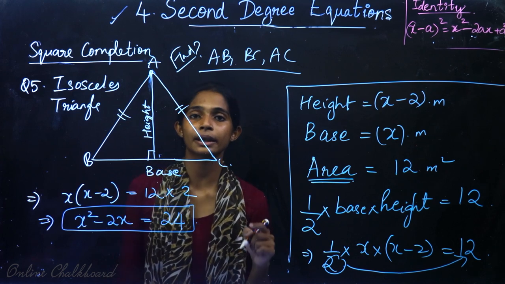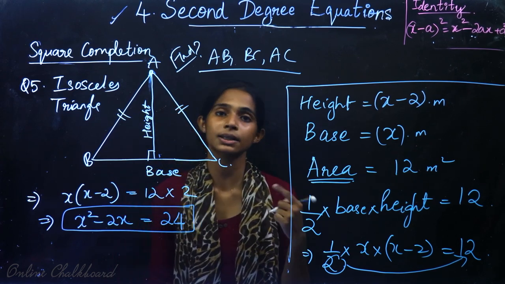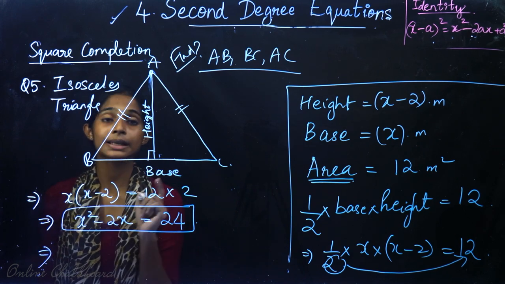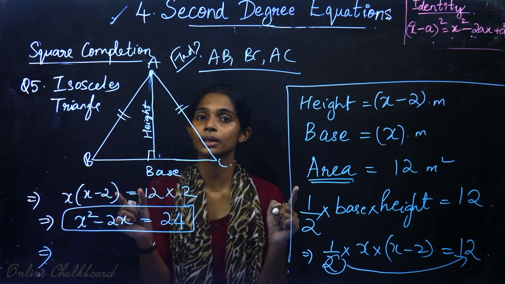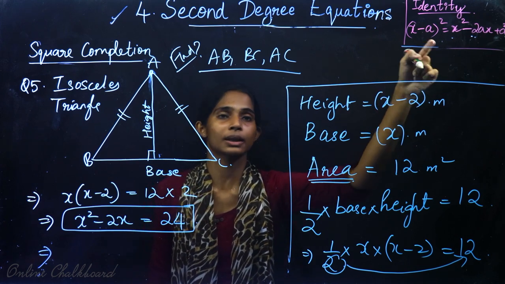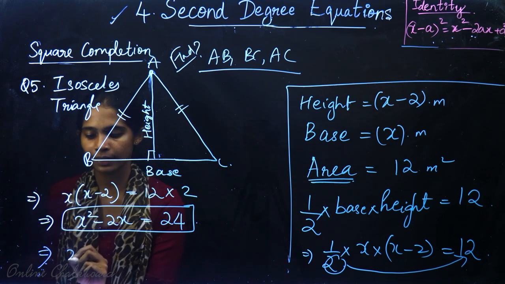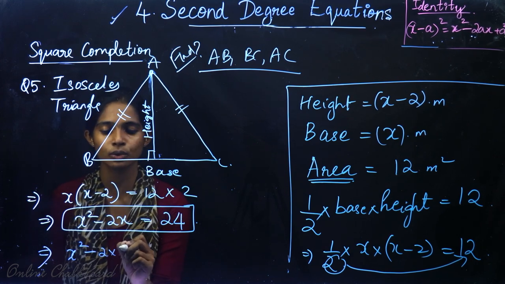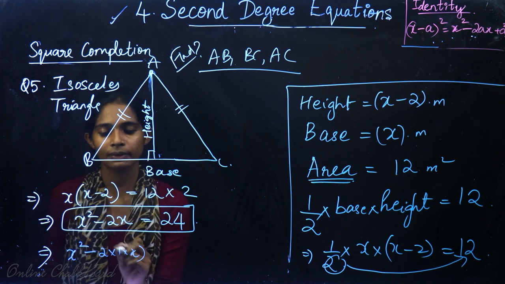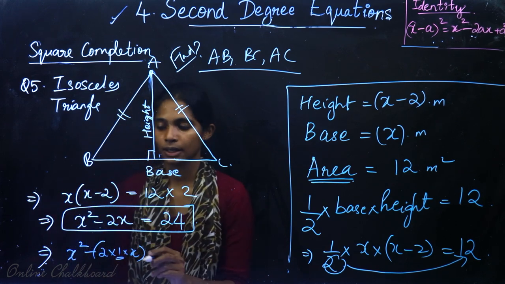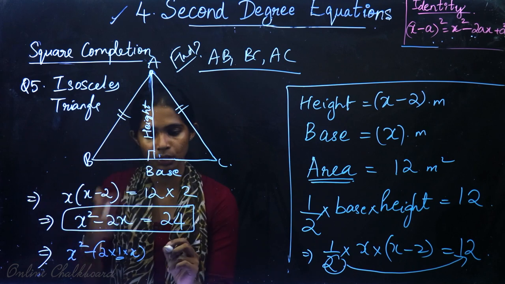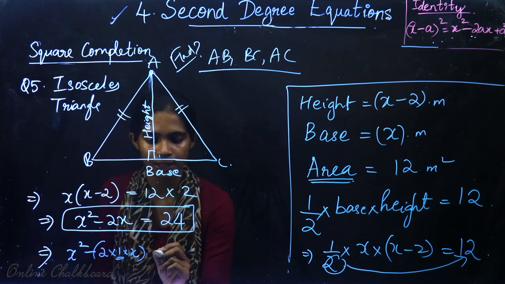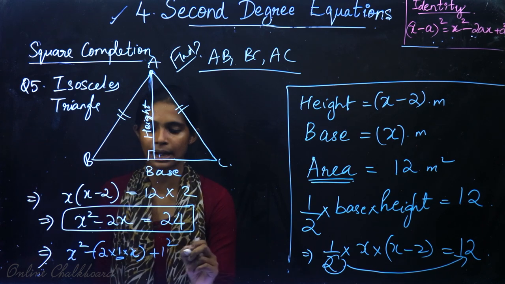Now, we have to solve this using the completing the square method. We have minus 2x, so again we use the (x minus a) whole square identity. Here I have x square minus 2x. 2x is 2 into 1 into x, so here a is 1. So, x square minus 2 into 1 into x, and now we need plus a square. Plus 1 square is not here, so I have plus 1 square left to add.